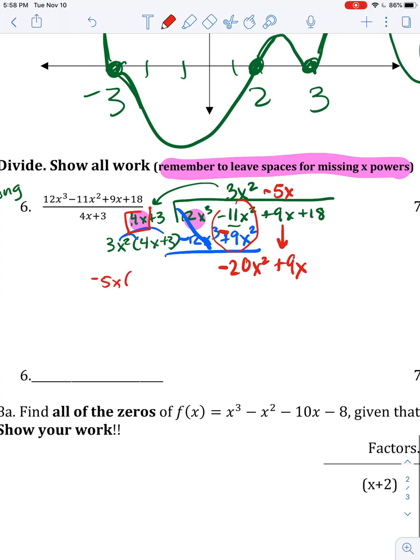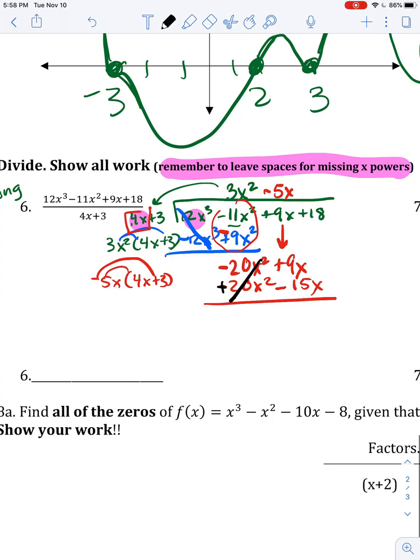Then I need to go over here and take that negative 5x, and you bring in the negative with you, times this 4x plus 3 from the side. Distributing that, I get negative 20x squared, and then be careful, that becomes a minus 15x. But now I have to come through and subtract.